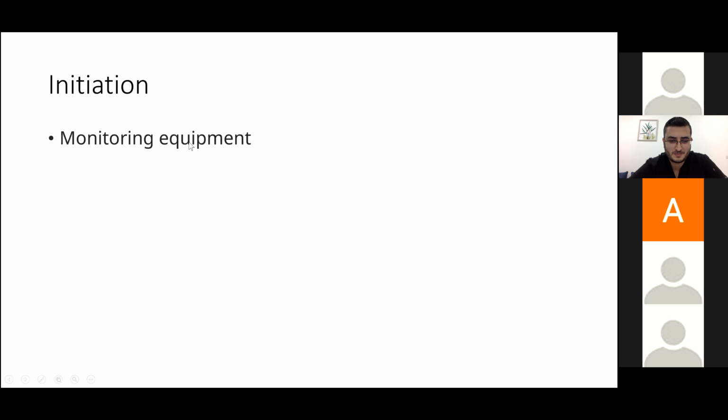So initiation. First, before you initiate any NIV, you need to know that you have the ability to monitor the patient. Your priority is the safety of the patient. So if you can monitor their pulse oximetry, their heart rate, their blood pressure, that would be excellent. And that's why most of the time it is initiated in the emergency room or the ICU, or if you have a high dependency unit where you have monitors. However, if you have portable monitors, you probably can start it in the medical ward.